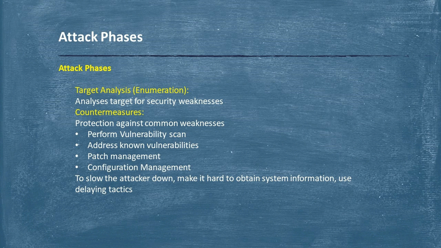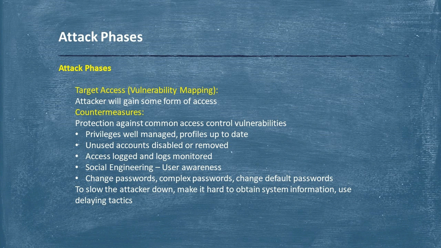On the third phase, the attacker gains some form of access into the target, which is also called vulnerability mapping. He has already gained some access. For example, if there are some user IDs that are not being used for a long time, the attacker might have got into that particular account which is not being used. So he has got some insight, but he doesn't know much. In the next phase you will see what he will do after that.